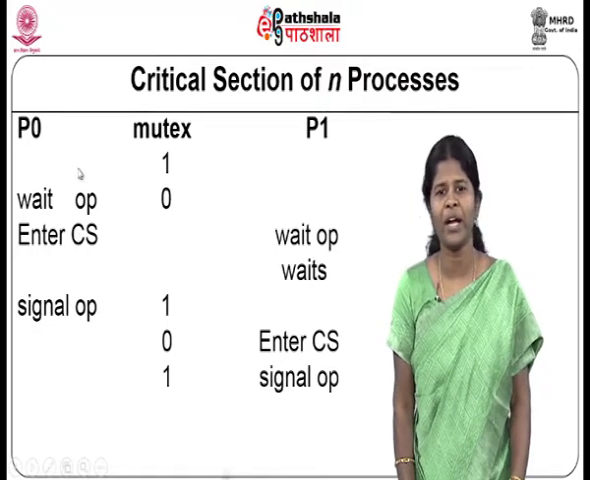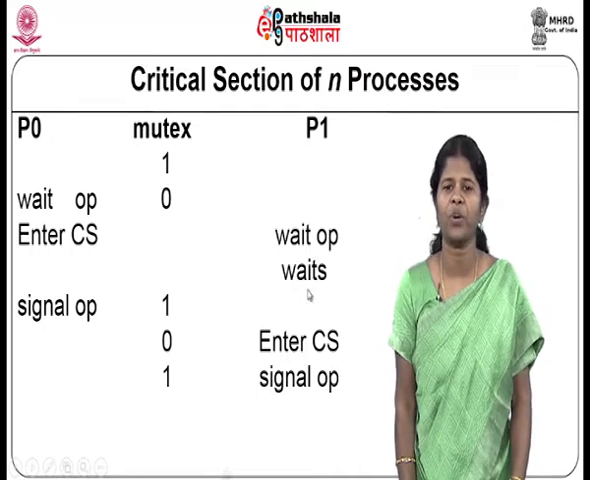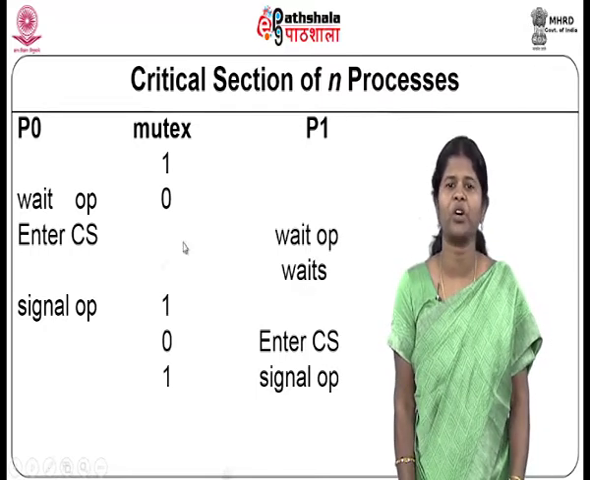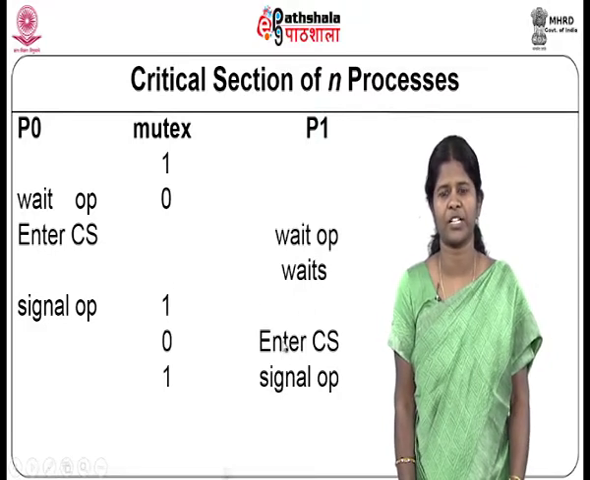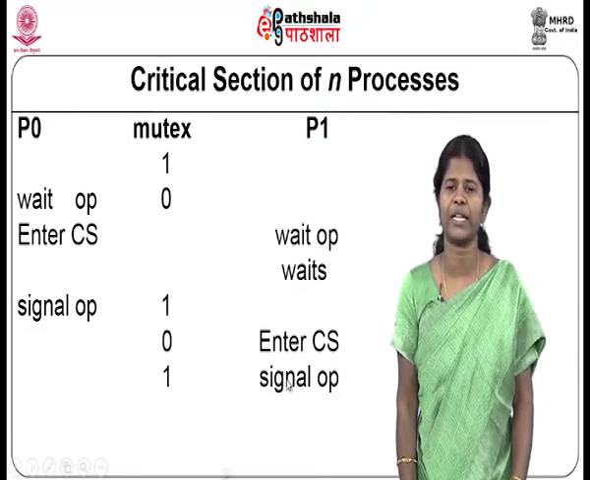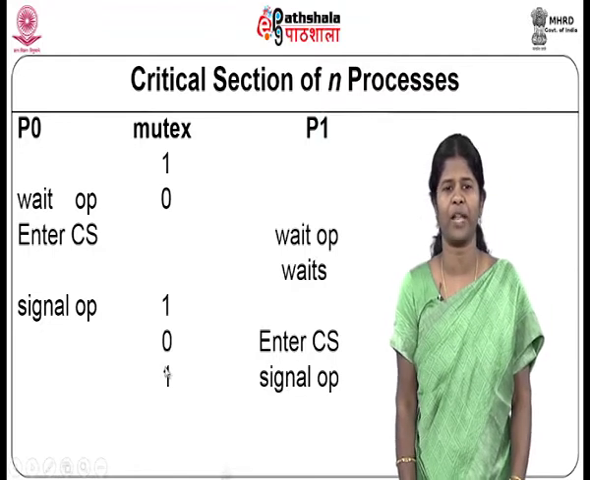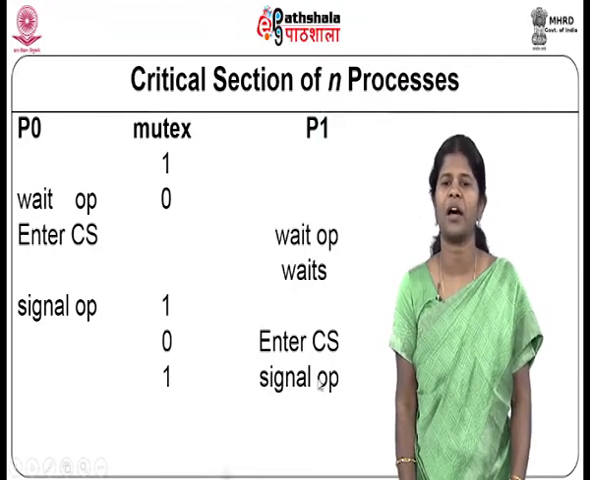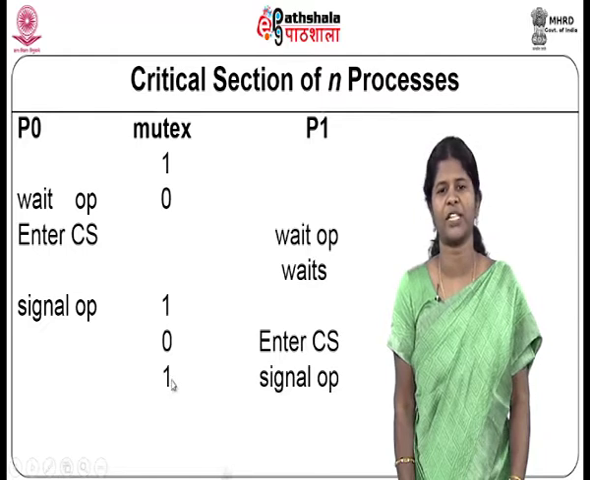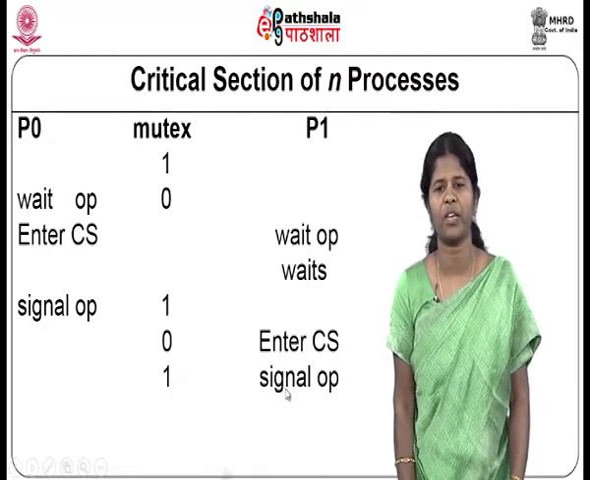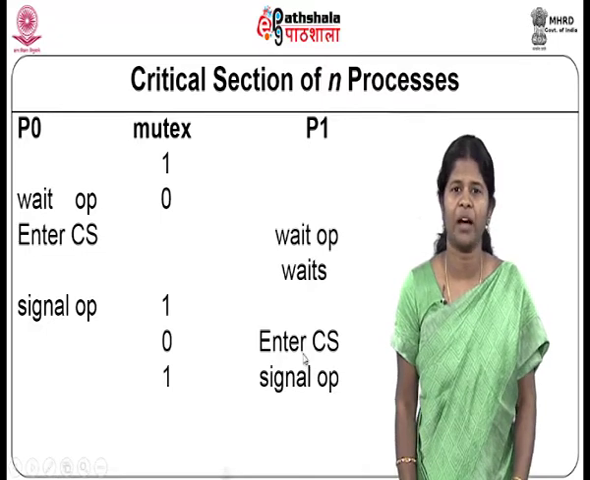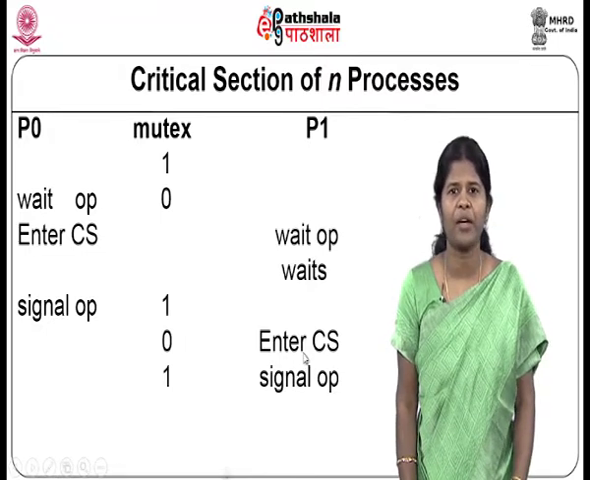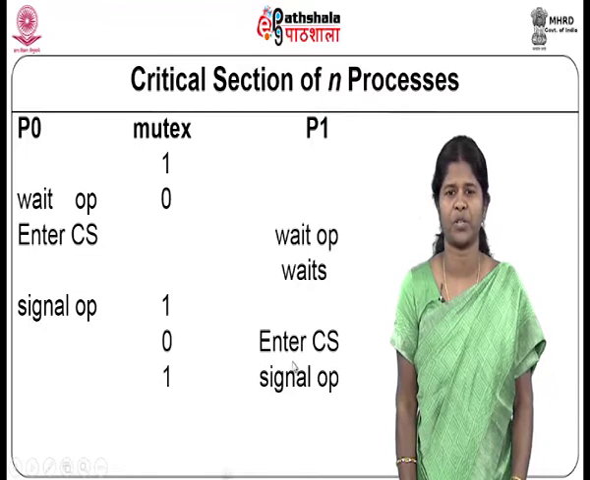When P0 is present in the critical section, P1 is not allowed to enter because the value of mutex will be 0. After coming out of the critical section, process P1 can change the value of mutex back to 1 by doing a signal operation. So here, using semaphores, we see that the critical section problem is solved, and it provides mutual exclusion.